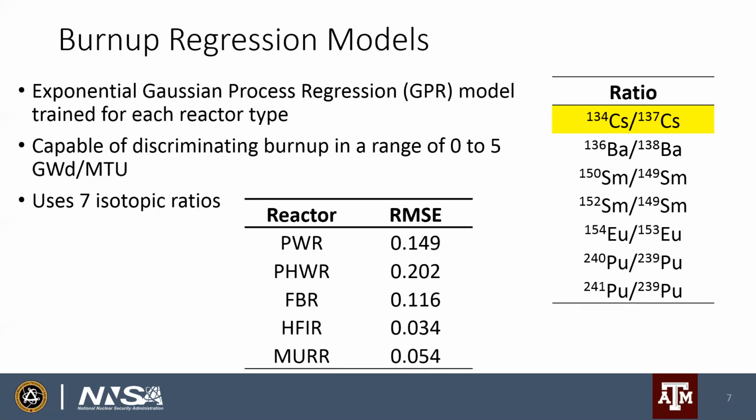So talking about the regression models that we use to quantify burnup, we use Gaussian process regression models with an exponential kernel, and we have 1 model for each of our reactor types. They're capable of discriminating burnups in a range of 0 to 5 gigawatt days per MTU. And again, it uses 7 ratios. 6 of those are the same. The only difference is the cesium ratio from the classifier set.